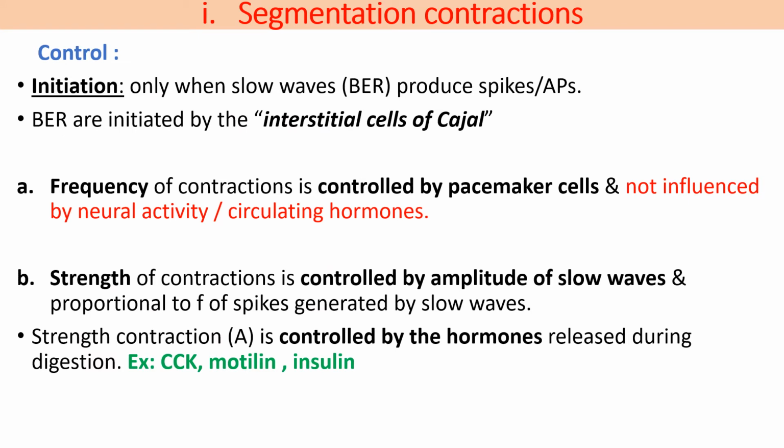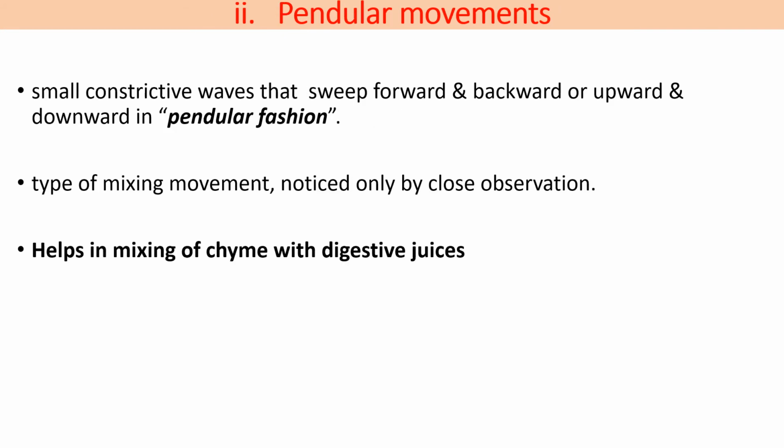The segmentation contractions of the small intestine are initiated whenever a stimulus like the presence of chyme or the neurotransmitter acetylcholine produces a spike potential. The frequency of contractions, that is how many times the small intestine smooth muscle will contract, is decided by the pacemaker cells of the small intestine. And the strength of contraction, that is how powerful the contraction will be, is decided by the amplitude of the slow waves.